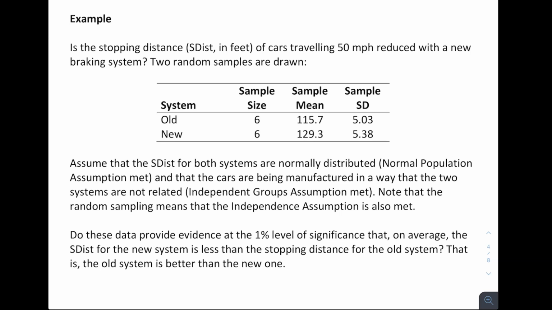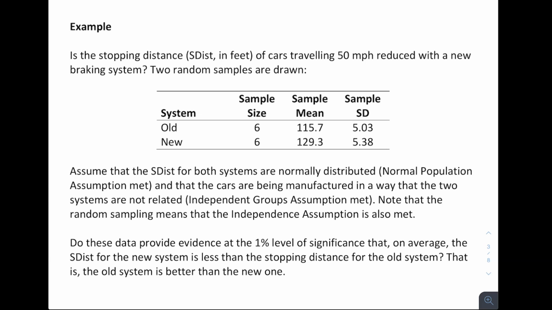Do these data provide evidence at the 1% level of significance that, on average, the stopping distance for the new system is less than the stopping distance for the old system? That is, is the old system better than the new one? We want to know if the old system is better than the new one, so we're going to be seeing if the stopping distance for the old is less than the stopping distance for the new. And then I'm going to subtract new to get it into kind of a mu1 minus mu2 form that we're going to use in our hypotheses. Writing it like this is going to help us tell whether this is a left-tailed or a right-tailed test.